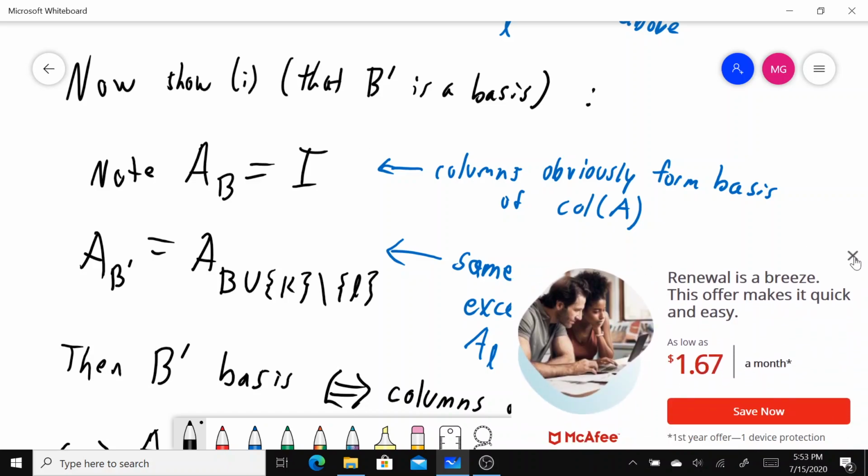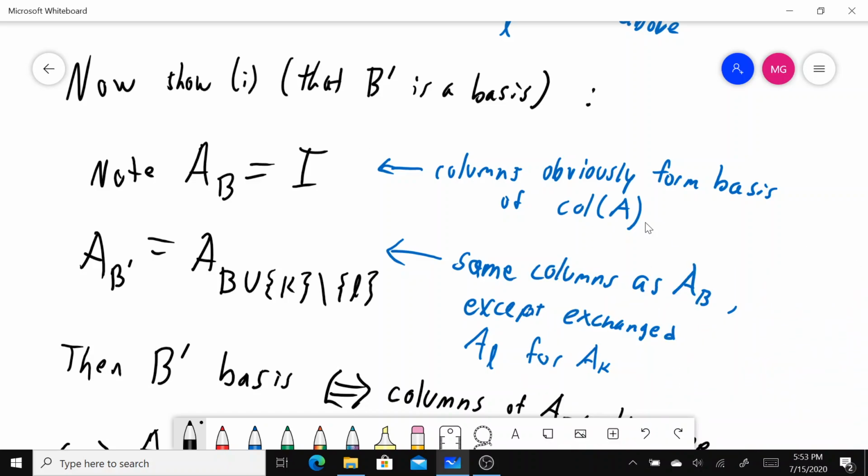I hate these pop-up ads. Sorry about that. As if I care about this right now.